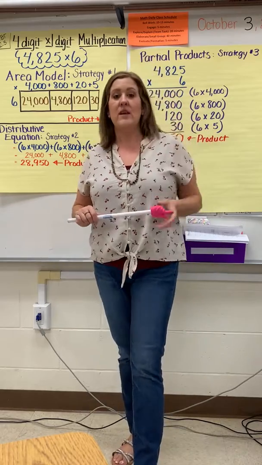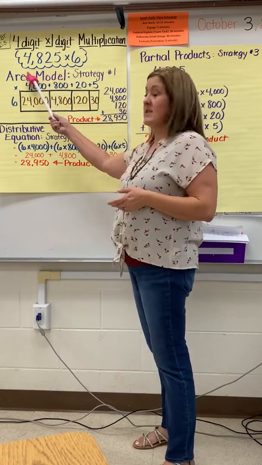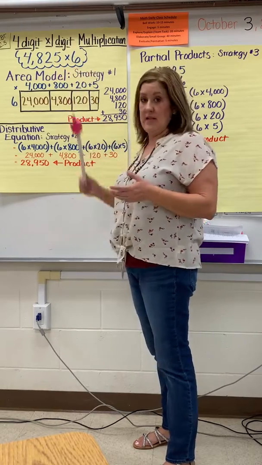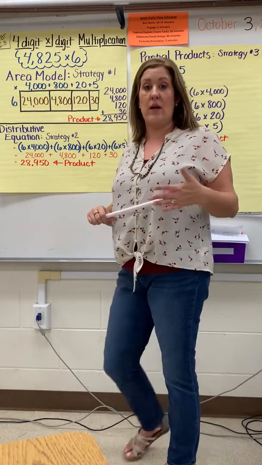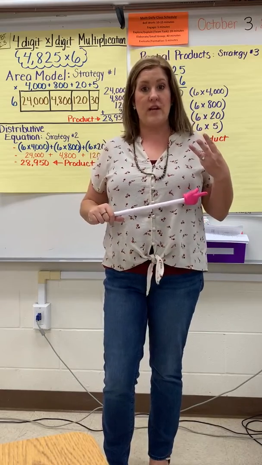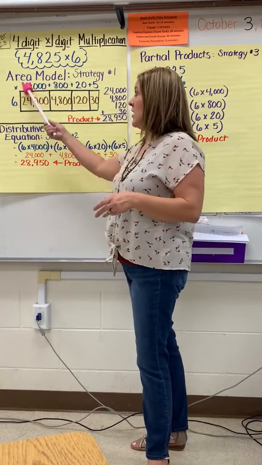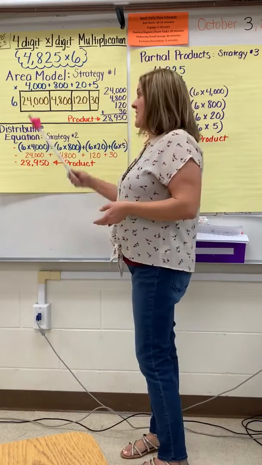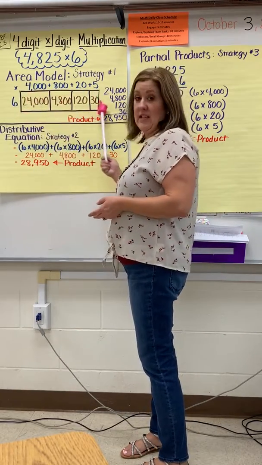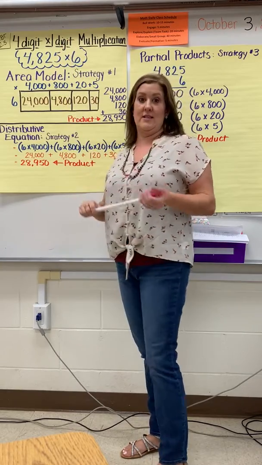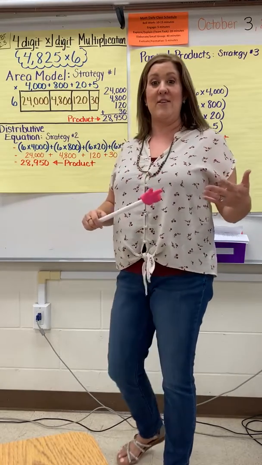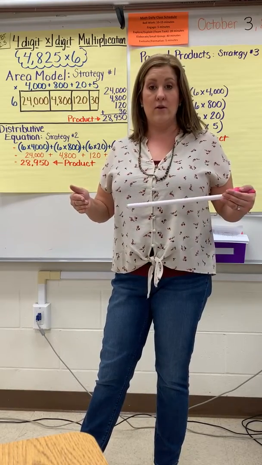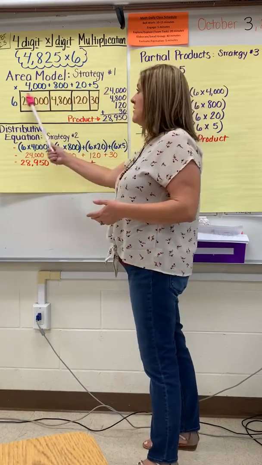So first of all, we're going to start with the equation 4,825 times 6, okay? I'm going to use the same equation to show you all 3 of our strategies. The first one we call the area model, okay? Basically, you're finding the area of a rectangle using this equation, okay? So to find area, we would multiply length times width of a rectangle, okay? So we draw a rectangle.